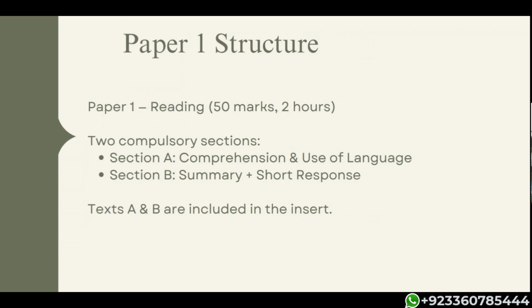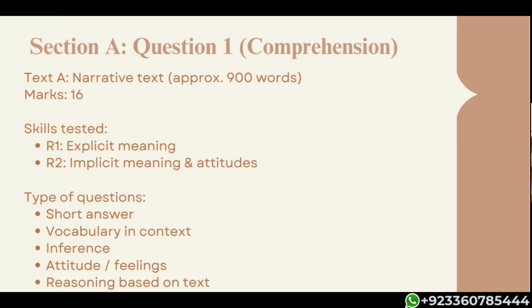You will be given two texts, text A for section A, text B for section B. Text A, you have to read it and address the questions. And then for text B, given in section B, you have to read the text and summarize it. This question will be summary based, and both text A and B are included in the insert. If you have seen past papers, you will know that the insert is given separately, the question paper is separate, the answer sheet is separate. Obviously everything will be shared with you later on.